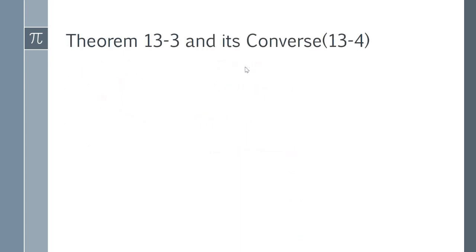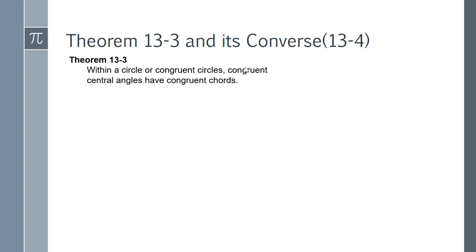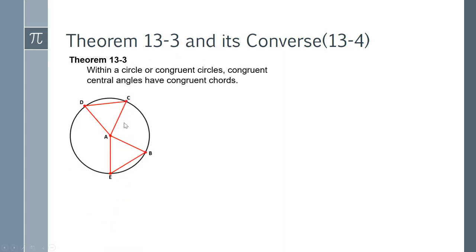All right, so let's take a look at the next theorem, Theorem 13.3 and its converse. So same deal here within a circle or congruent circles. Congruent central angles have congruent chords. So this is adding the chord to the central angle here. So here's a picture of this situation. So again, we talked about what a chord was, but here's an example of a chord. CD is a chord. It has endpoints on the circle. So make sure that you understand what a chord is.